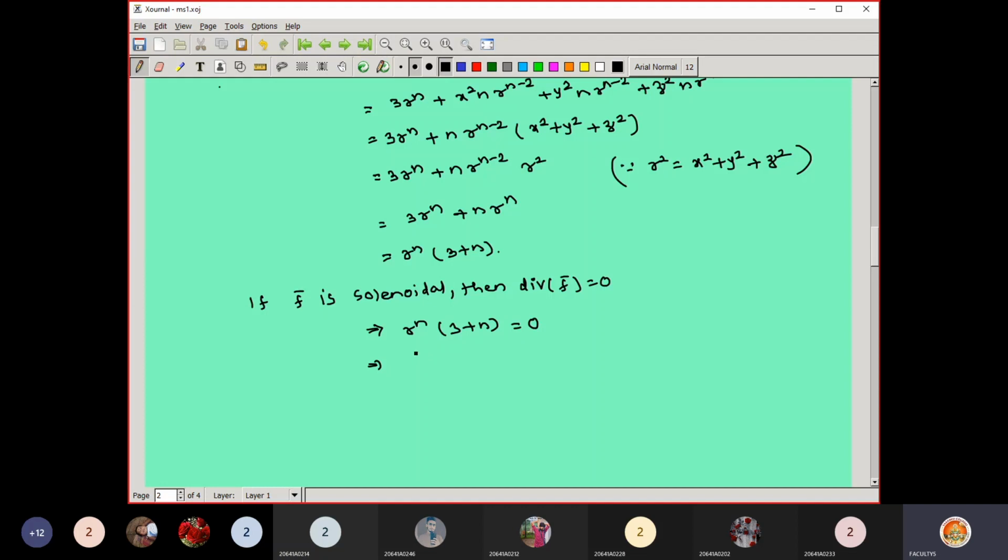So it is looking like a into b equal to 0, so either a equal to 0 or b equal to 0. Generally the position vector with respect to a point is not equal to 0. So you will have 3 plus n equal to 0. From this you are getting n equal to minus 3. This is only if it is solenoidal. That is the only clue.